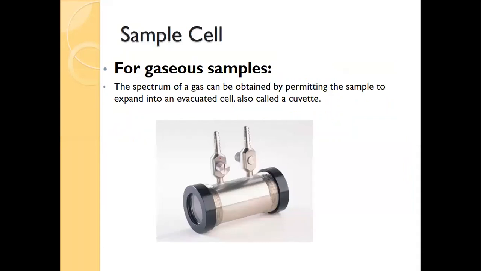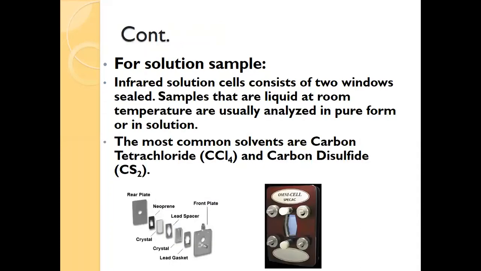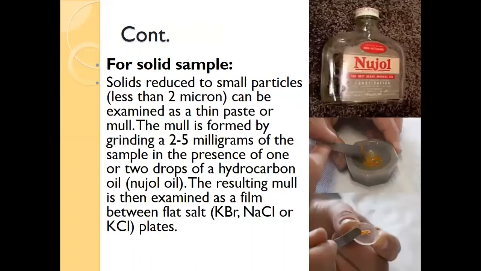Sample cells for gaseous samples. The spectrum of a gas can be obtained by permitting the sample to expand into an evacuated cell. It is also called a cuvette. For solution samples, infrared solution cells consist of two windows, sealed. Samples that are liquid at room temperature are usually analyzed in pure form or in solution. The most common solvents are carbon tetrachloride and carbon disulfide.